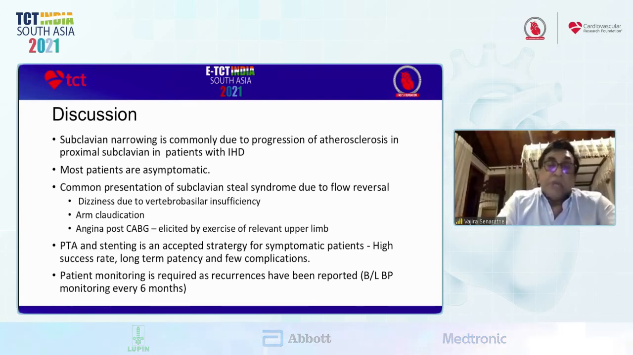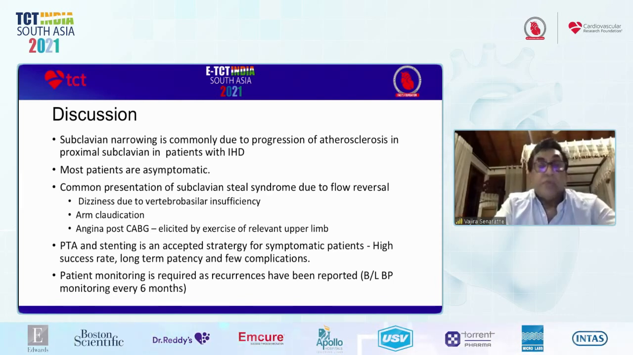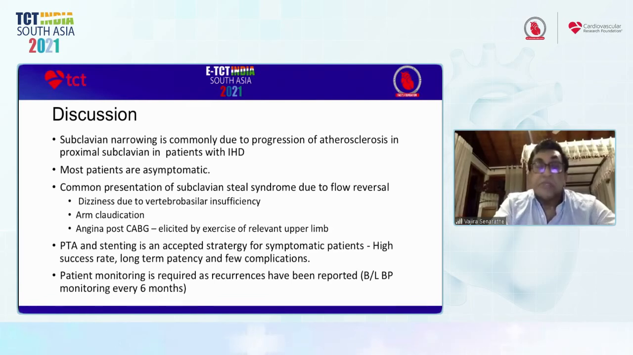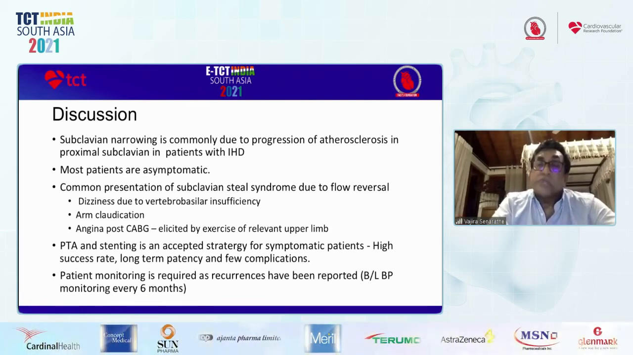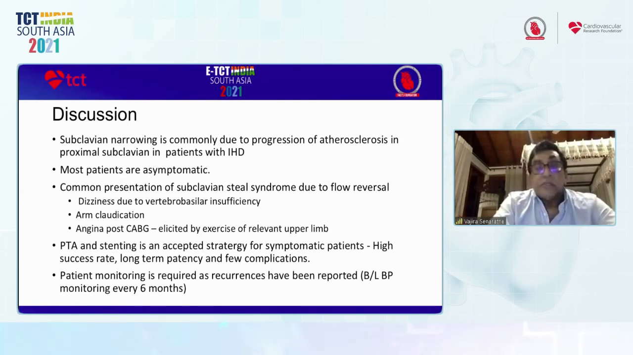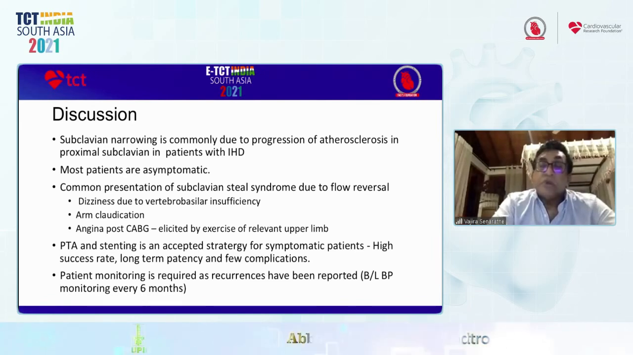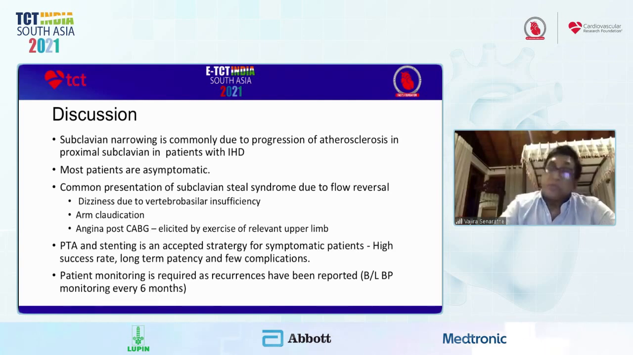In the past, surgery was the standard therapy. Now we know PTA and stenting is an accepted strategy for symptomatic patients and gives a very high success rate, very good long-term patency and very few complications. Though the long-term patency is good, you have to keep monitoring these patients as recurrences have been reported. Therefore, it's better to monitor these patients long-term with pulse and blood pressure monitoring in both arms at regular intervals.